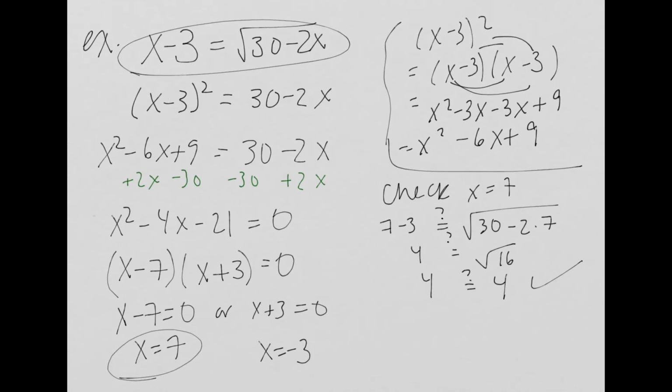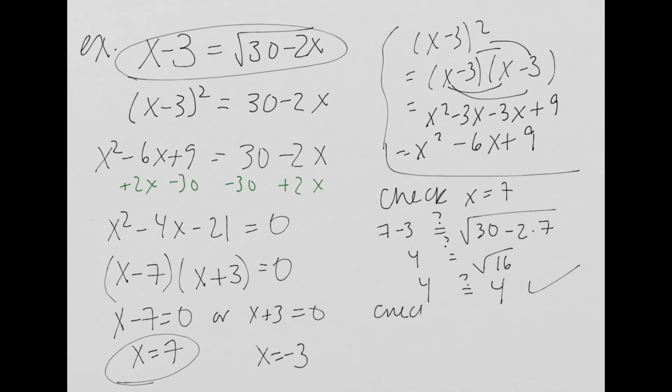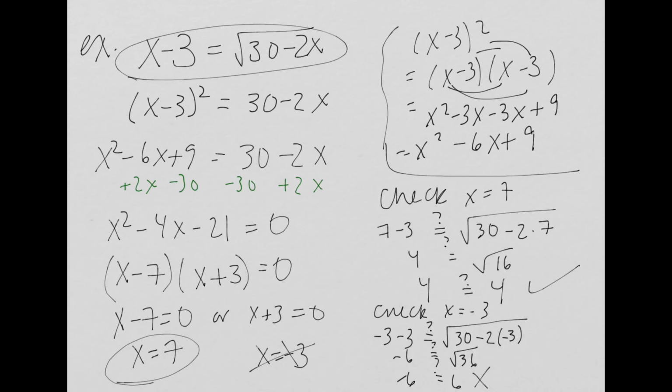Now let's check x equals negative 3. So go back to my original equation. Is it true that negative 3 minus 3 equals the square root of 30 minus 2 times negative 3? Let's see, over here I'm going to get the square root of 36, which is equal to 6. Over here I get minus 6. Are those equal? No, so this is not a solution. So the only solution is x equals 7.